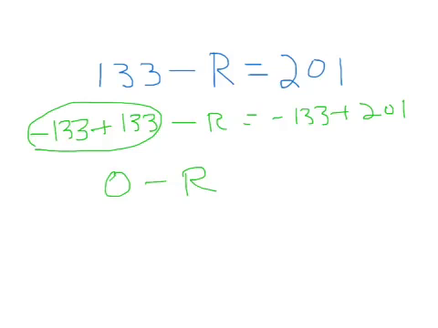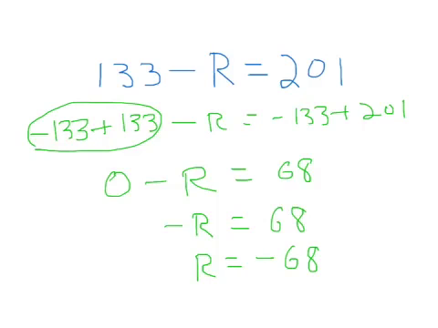So 0 minus r is equal to negative 133 plus 201. That happens to be 68. So 0 minus r is just the opposite of r, which is equal to 68. The way we're going to think about this, well, if the opposite of r is equal to 68, then r must be negative 68, because it's the opposite of whatever is on the other side. Those are some techniques that will help you at least start solving different equations.